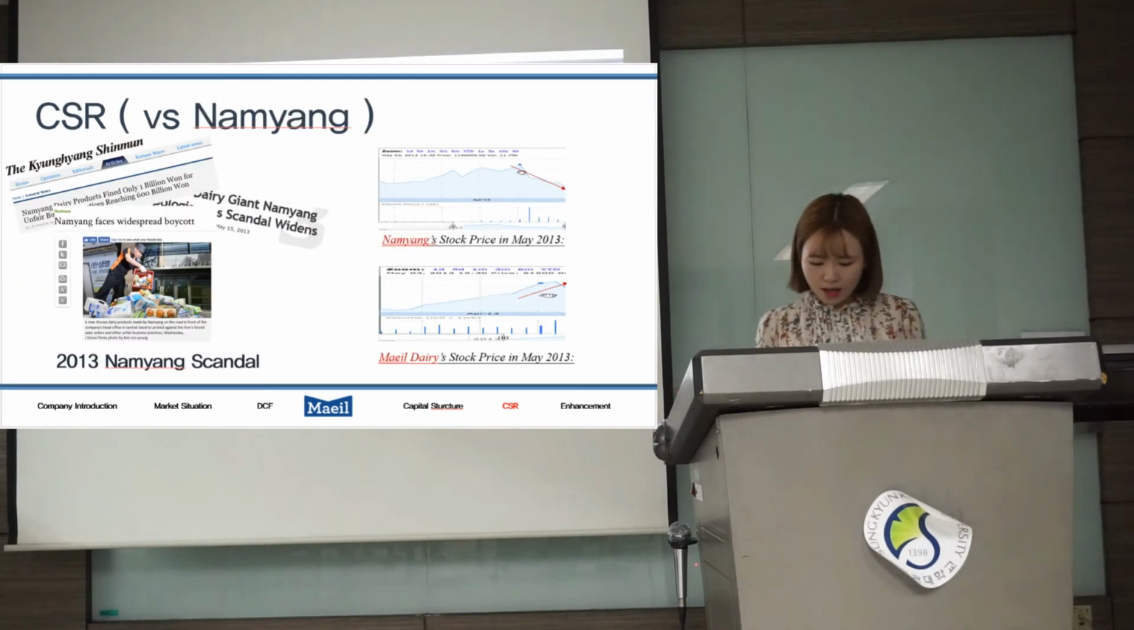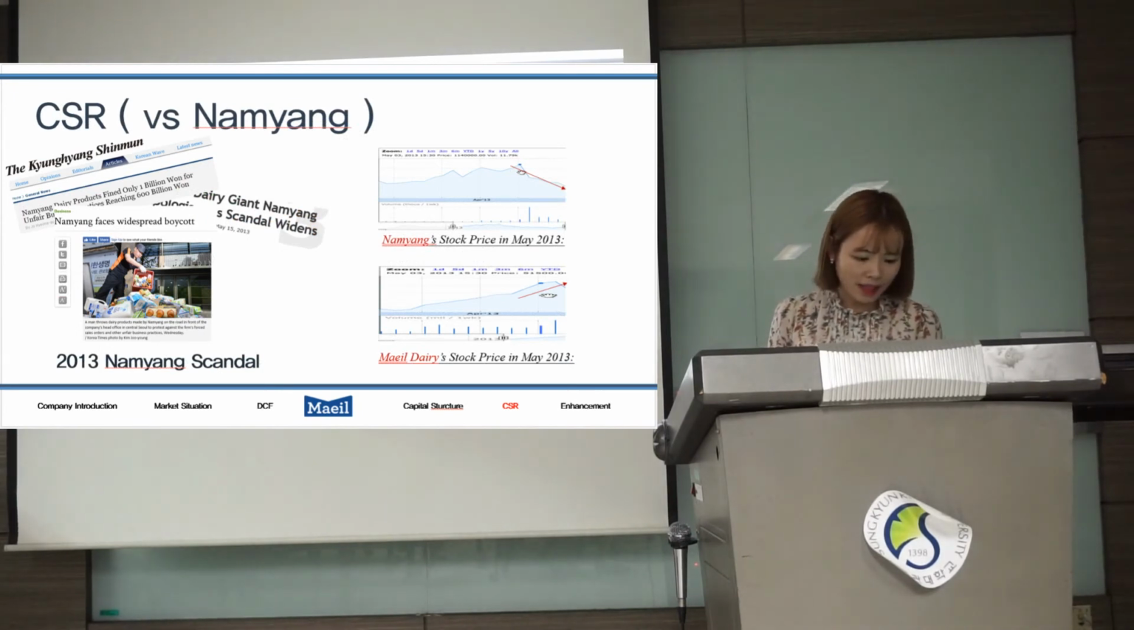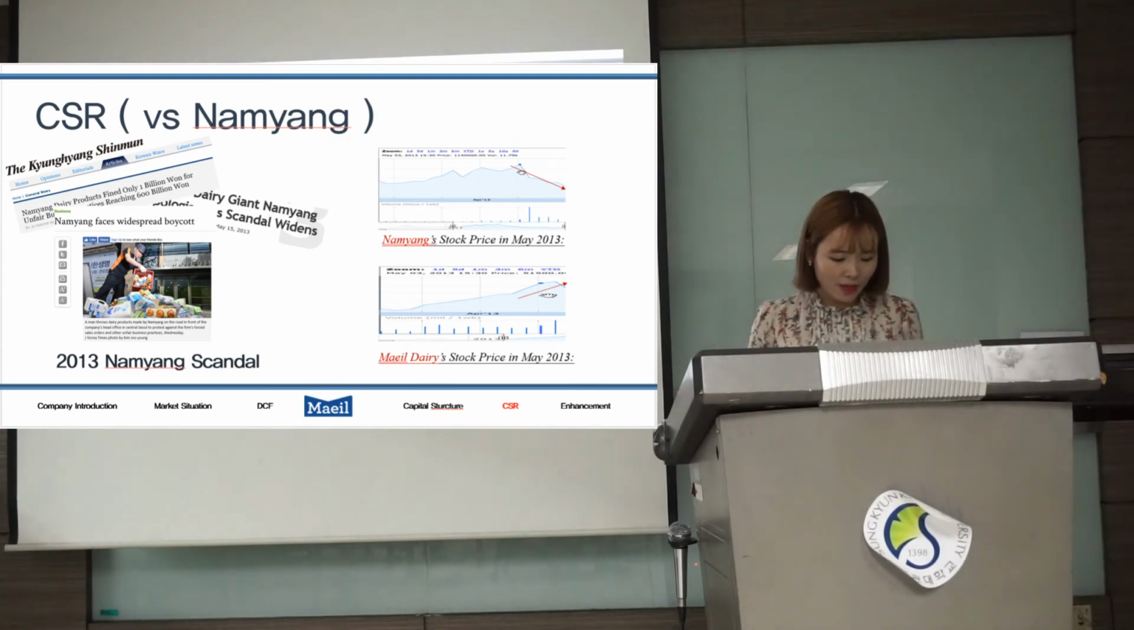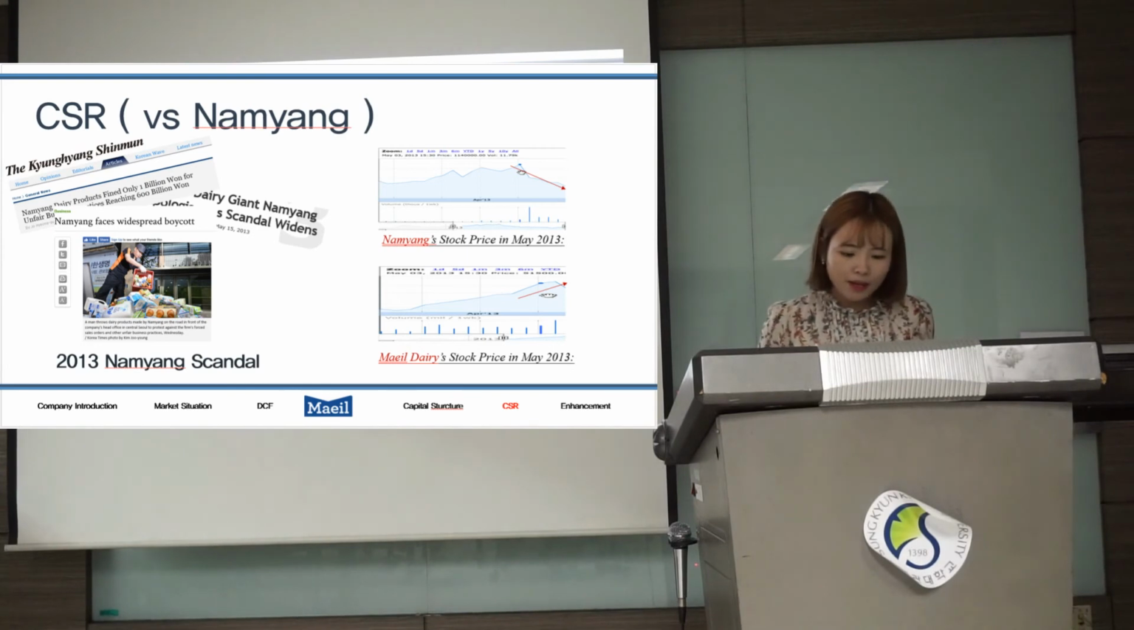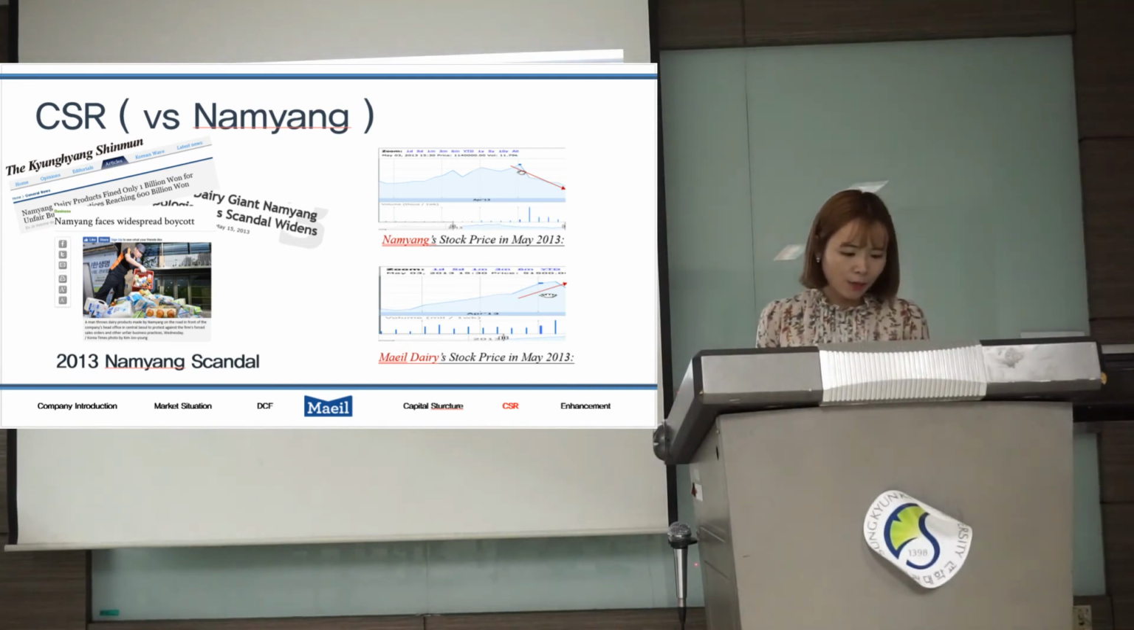And then let's see the competitor of Maeil, named Namyang Dairies, and the scandal in 2013. After the scandal, the stock price of Namyang dropped rapidly, but the Maeil Dairies stock price went up. This told me that Maeil Dairies should concentrate on corporate social responsibility.